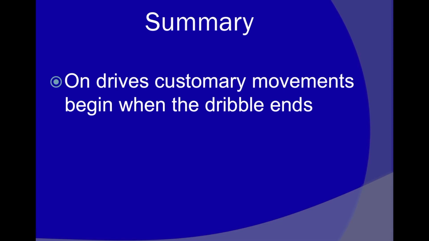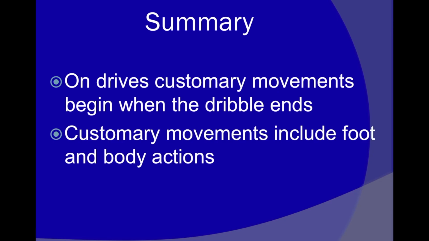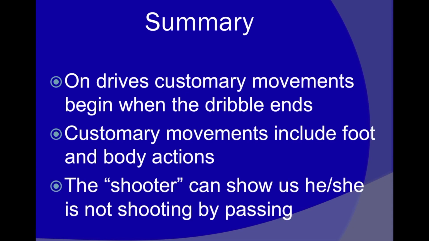To summarize, on dribble drives to the basket, customary movements that are part of the act of shooting begin when the dribble ends. Such movements will include stepping and jumping. A player can always show us he is not shooting by passing the ball.